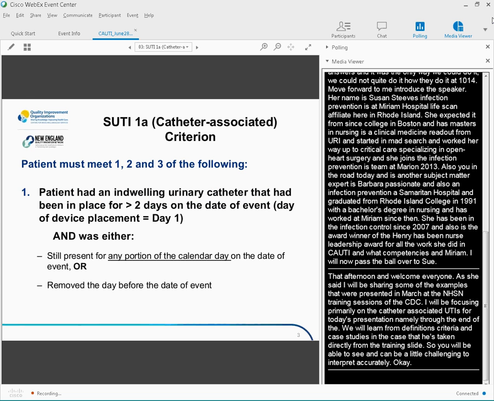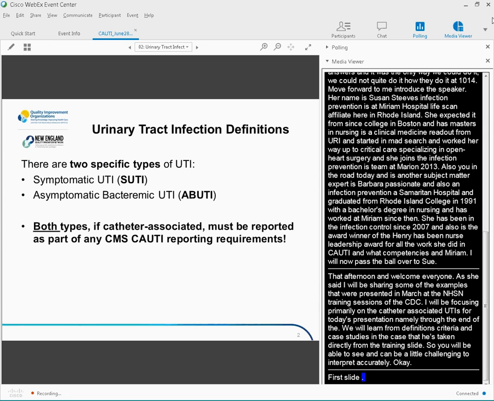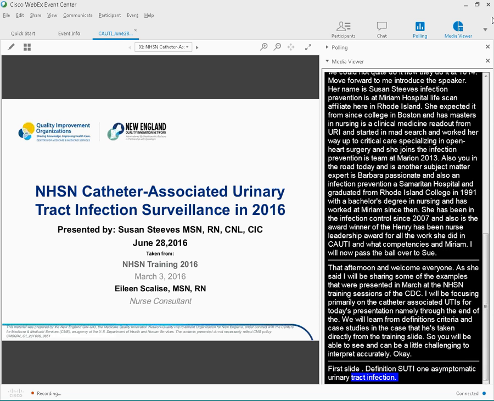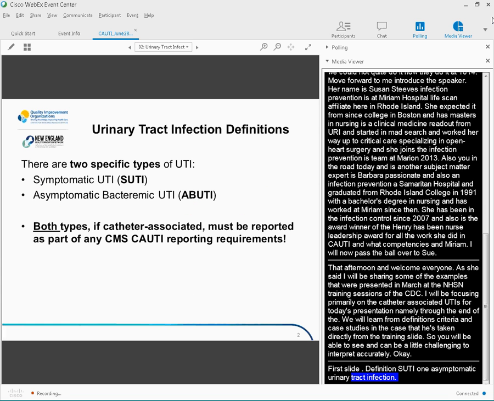Go to the first slide. Okay, so definition, SUTI 1A. That's a symptomatic urinary tract infection. Let's go back where we were. Yep, sorry. Oh, okay. Sorry. All right. Okay, good.